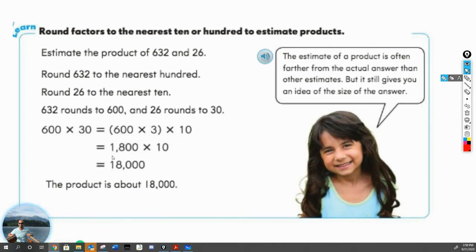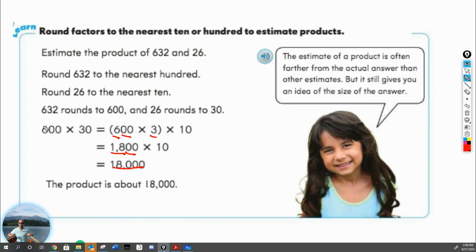6 times 3 is 18. And I'm going to pull up my pen just to kind of clarify that. 6 times 3 gives you that 18. And then you got the two zeros for 600. There's your 600 right there. And then times 10 brings it up to 18,000.